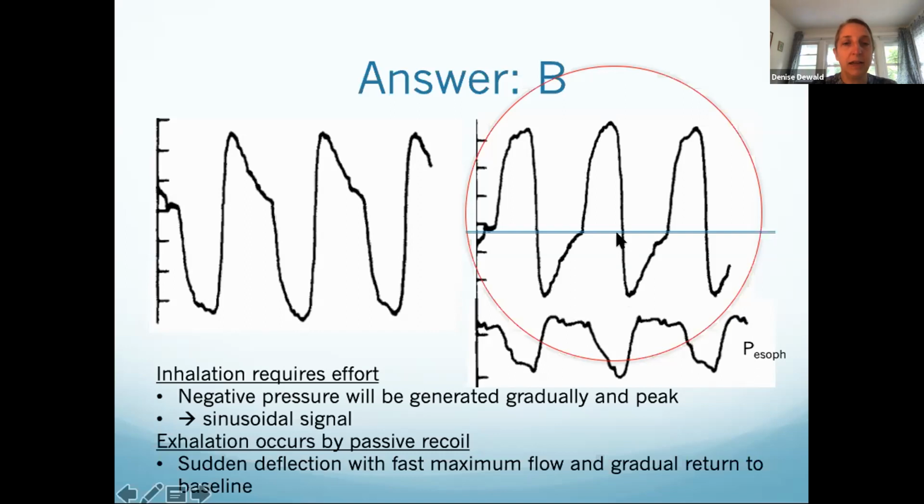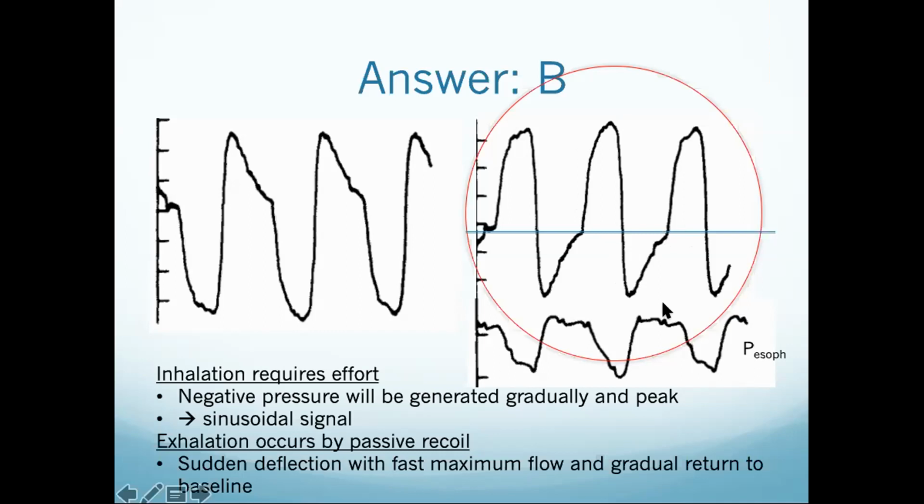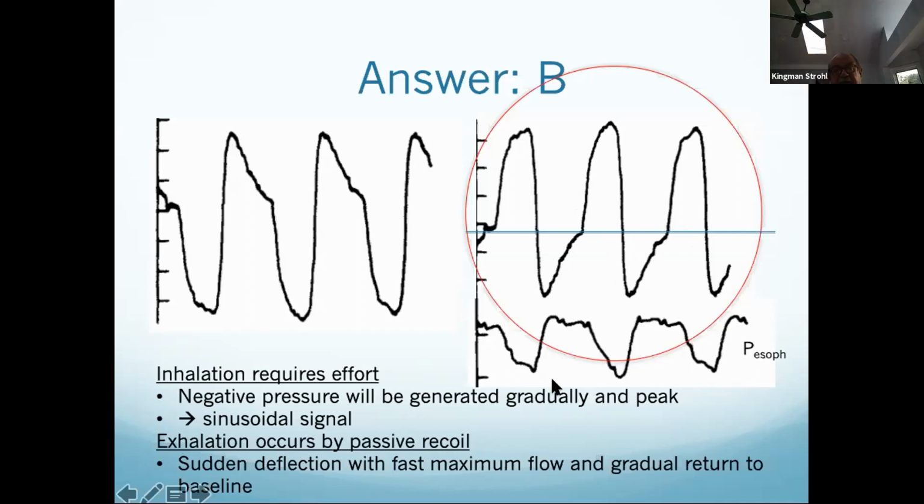You see this? Your sinusoidal signal. But exhalation occurs by your passive recoil. You go, psh, so it's like a sudden deflection with a gradual return to baseline. So here's your sudden deflection, and now is a gradual return. So you're looking for this little slope. So do you guys see this sinusoidal shape? And then like that. Does that make sense to you guys? Yes. All right. I don't think they've ever seen an esophageal pressure wave before.